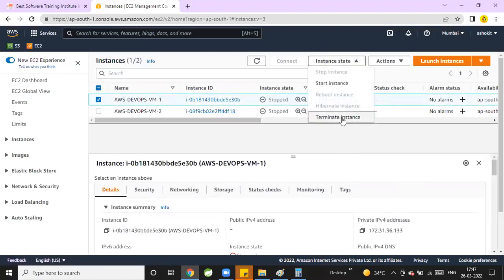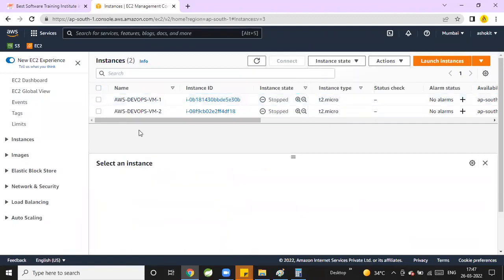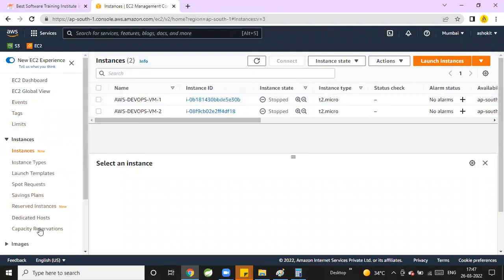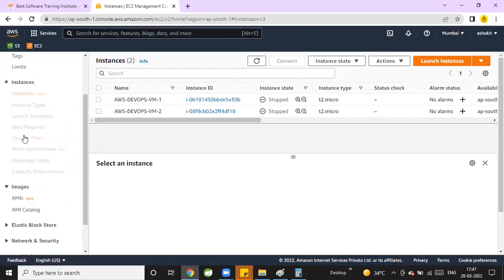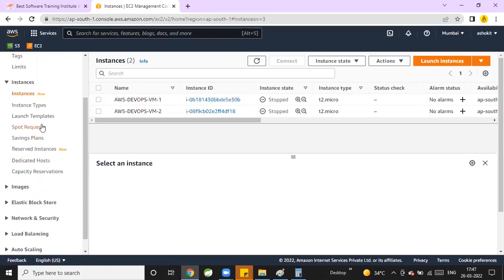What is the meaning of terminate instance? Delete the instance. Okay. Now here there is an option called instances. Can you guys read the options available in this instances menu? Instance types, launch templates, spot requests, saving plans, reserved instances, dedicated hosts, capacity reservations. So that means they are providing you several options to decide the instance.